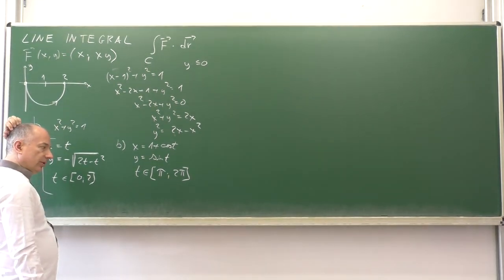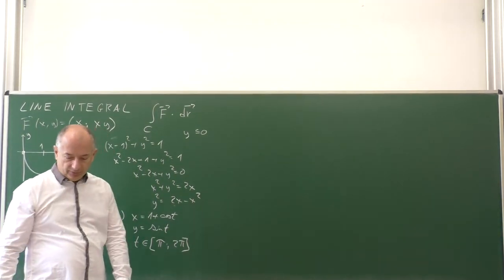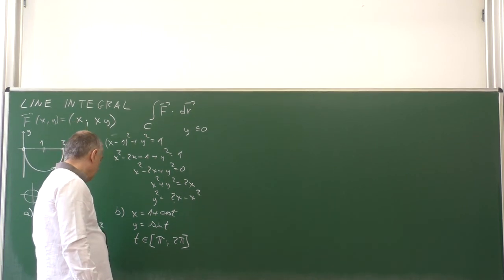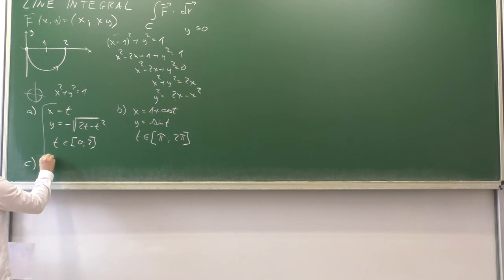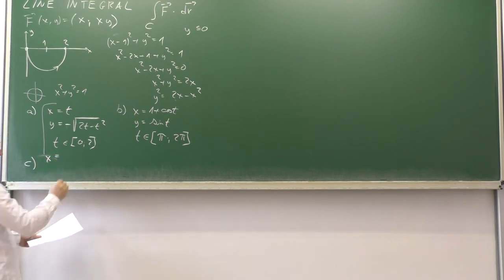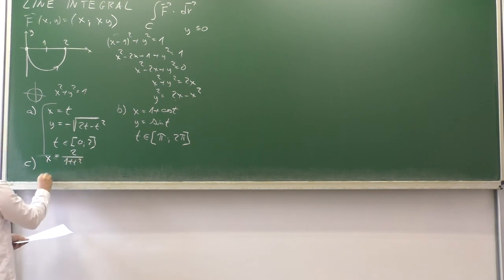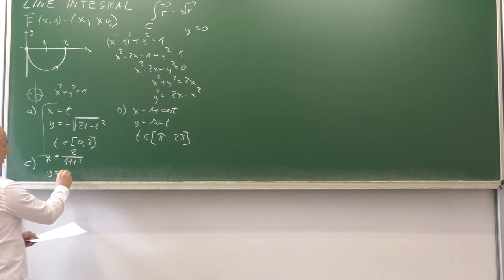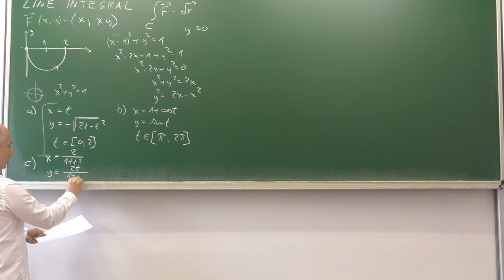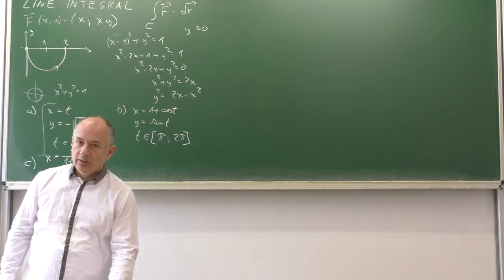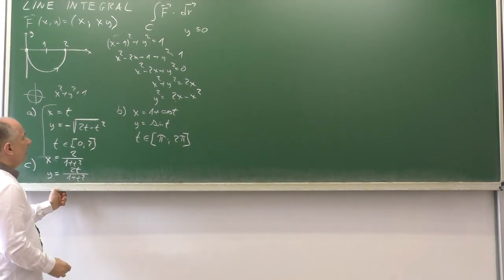Well, and we will consider still another parametrization. There are infinitely many of them. We will consider a third parametrization. Let's call it C. And that will be x will be the fraction 2 divided by 1 plus t squared, and y will be the fraction 2t divided by 1 plus t squared. Well, it's far from obvious that this is a parametrization of this circle, but it is easy to check.